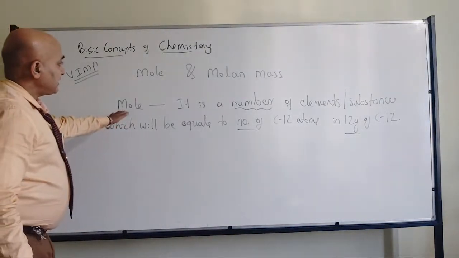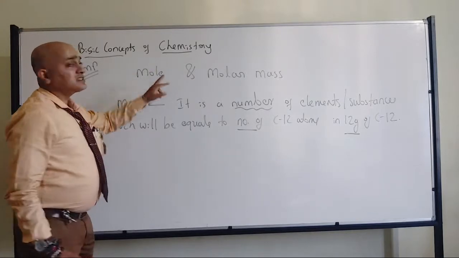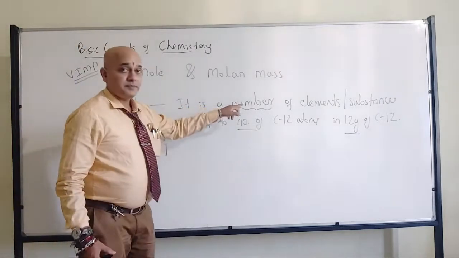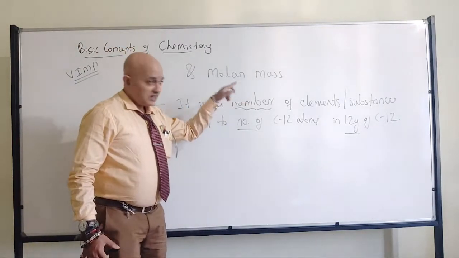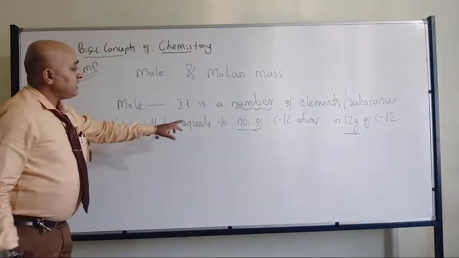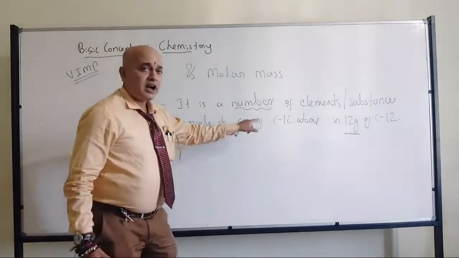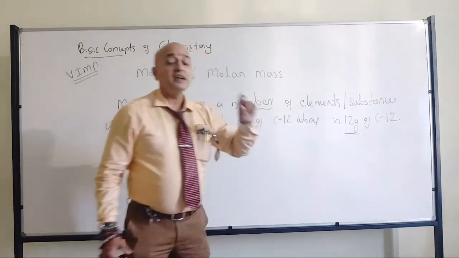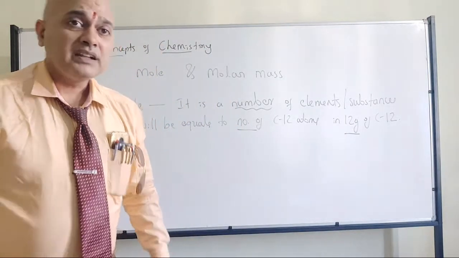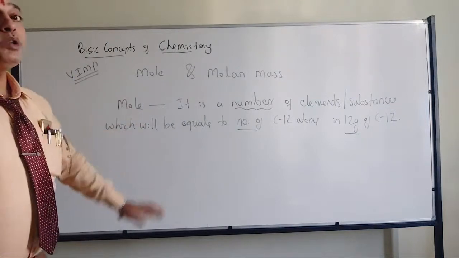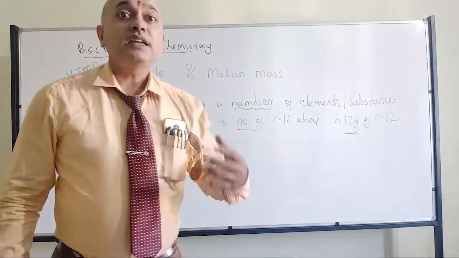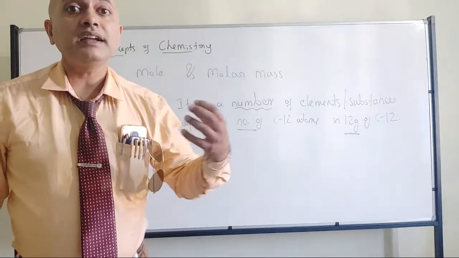So what I mean to tell here is, many times they have asked for the definition of a mole. So what do you mean by mole? It is a number. This is important. It is a number of elements or substances which will be equal to the number of carbon 12 isotopes in 12 gram of carbon 12 atoms. Fine. So that's where we have the mole concept. All of you have understood? That means there is no gram. You should not tell a gram unit.